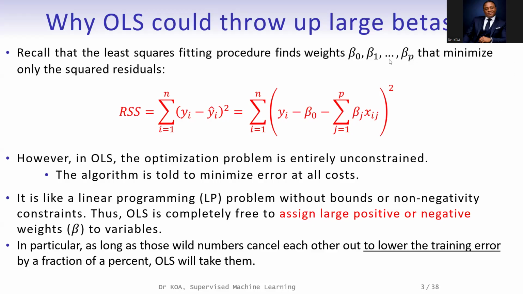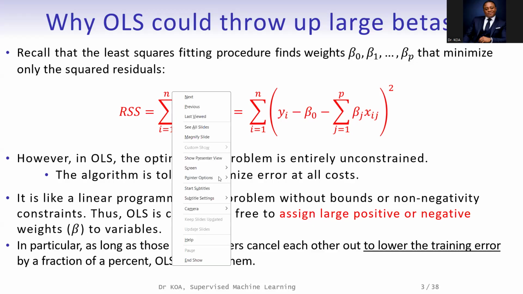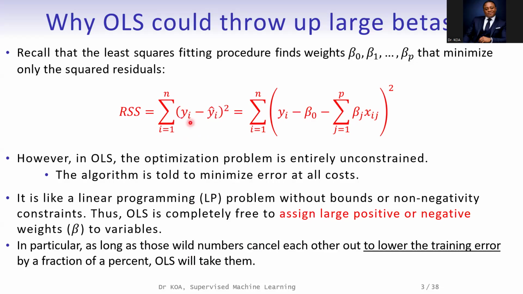Now, in the normal OLS, we minimize the error sum of squares, or the residual sum of squares. The residual sum of squares is given by the actual versus the predicted, squared. You take the sum of that. When you expand this, you get this. This is what we minimize. So the whole thing is an optimization problem.